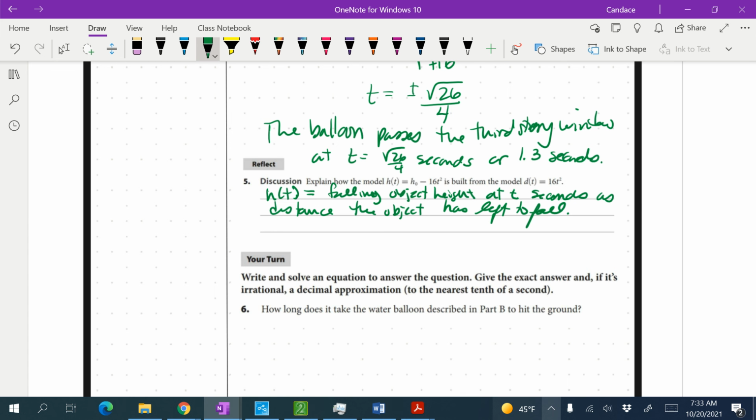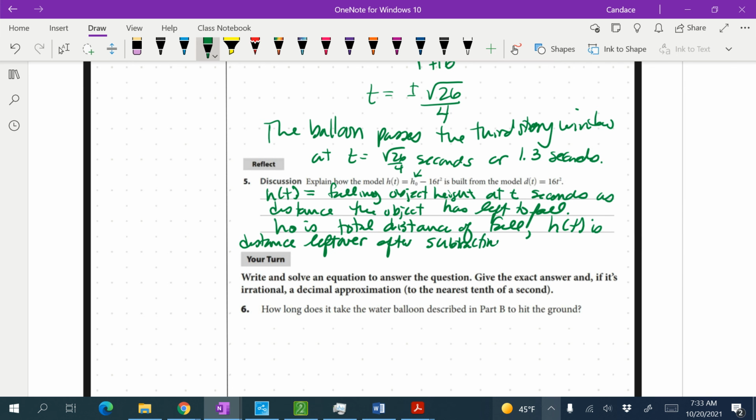So the total distance of the fall is h sub 0. Our total distance that we have to fall would be our initial height. So h of t is what's left. h sub 0 is the total distance of the fall, and h of t is the distance left over after subtracting the distance already fallen, which is d of t.